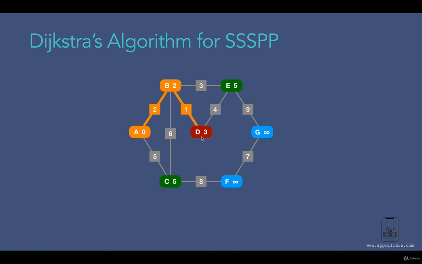Now after moving to D, we are going to find unexplored points for D also. So in this case, from D we can go to E. If we calculate the cost from D to E, we can see that 3 plus 4 is 7, but we have already calculated the cost of E. So this means that 5 is less than 7. We are not going to update it.